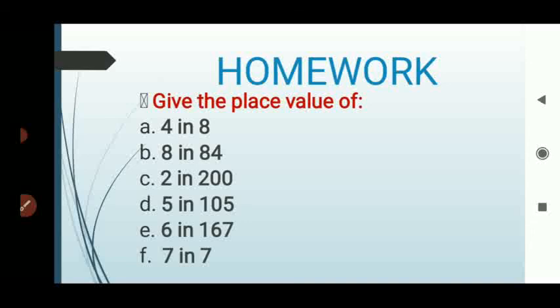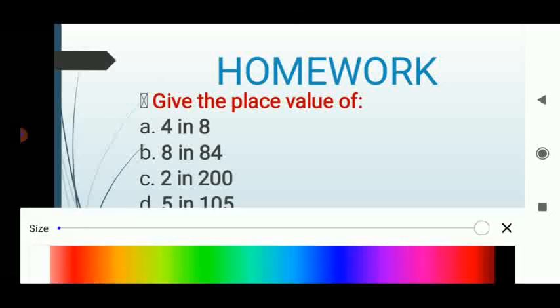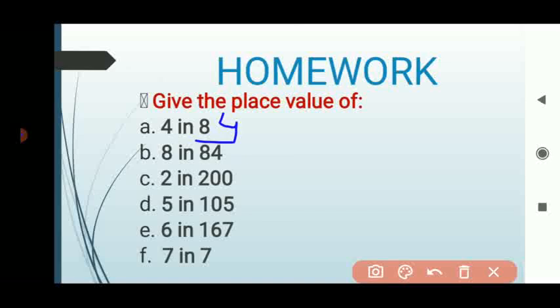Now, there is a small homework for you which you all will do in your copy. Give the place value of 4 in 84. Children, by mistake it is written as 8. The number is 84. Okay, you correct it. So 84 is the number. So what is the place value of 4 in this? Okay, you have to see 4 is in which place. Ones place, tens place, hundreds place. So you will take out the place value. So the answer is 4.